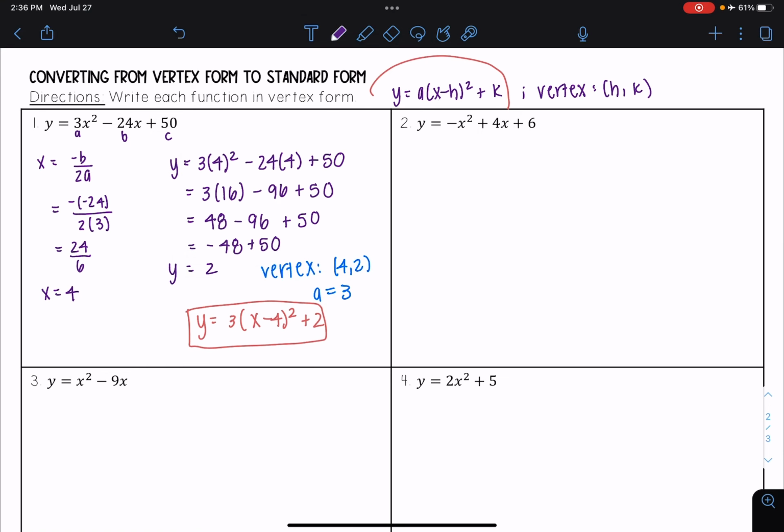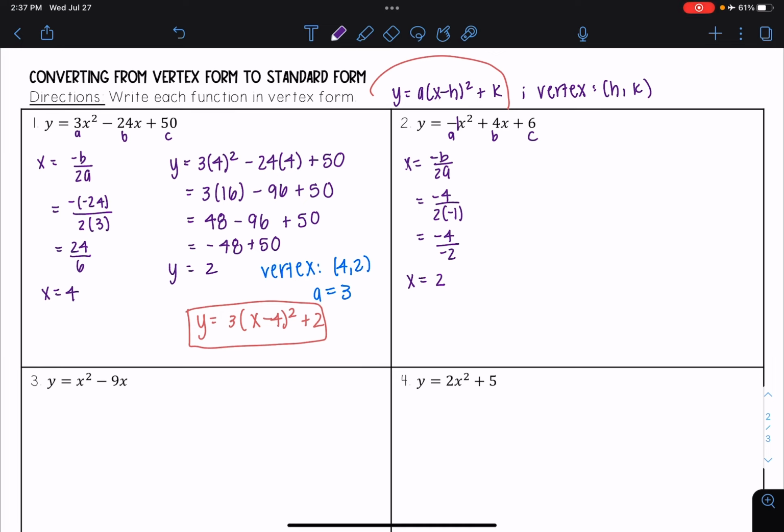So I'm going to first label my a, b, and c. So I have that my a here is equal to negative 1, b is 4, and c is 6. So first I know that x is equal to the opposite of b over 2a. So the opposite of 4 is negative 4 over 2 times a, which is negative 1. So I have negative 4 over negative 2. So I have x is equal to 2.